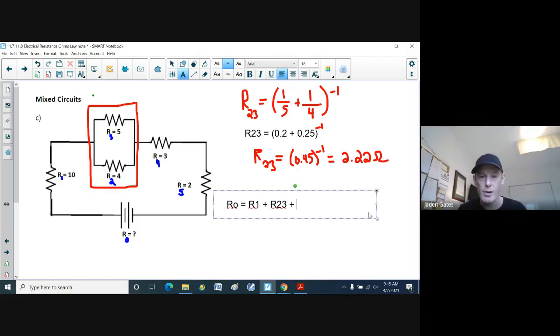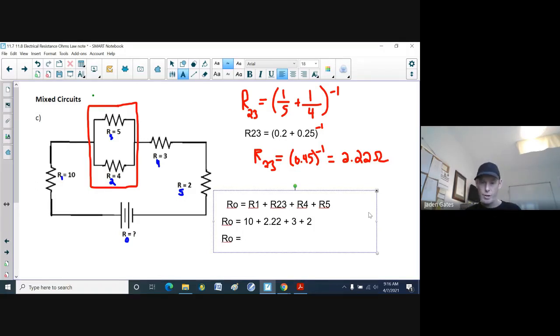Again, they're in series here, plus my R4, plus my R5. All right, so then that means R0 equals 10, number 1 is 10, plus the equivalent R2,3, which is 2.22, plus number 4 there, which is 3. That's the reason I also label them. And 2. All right, and so the resistance within the circuit, 10, let's see, 3 and 2 is 5, 10 is 15, so it's going to be 17.22 ohms. Since I can't write the symbol, I'll write the name.